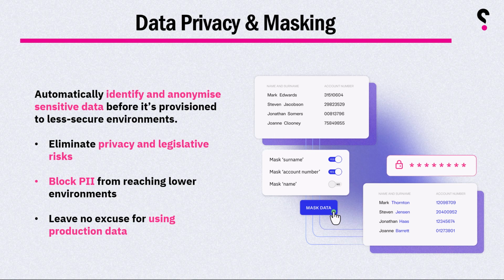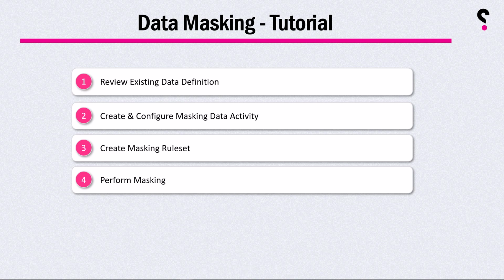your test organizations. In this tutorial, we're going to go through a few steps. Firstly, we're going to review an existing data definition. We're then going to create and configure a masking data activity, which is going to be our masking routine. We're then going to create a masking rule set, which is going to define how we replace certain attributes in the data with anonymized and sensitized values. And then finally, we're going to perform masking and we'll review the results.